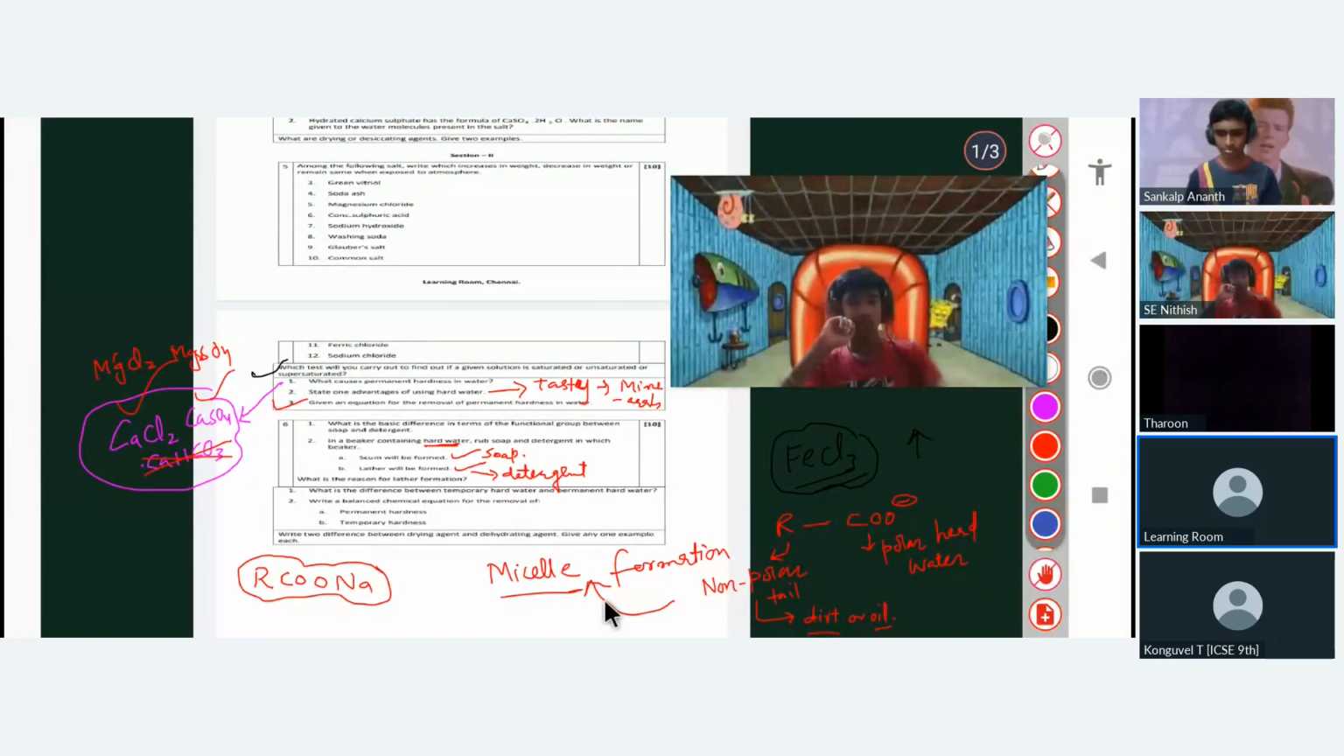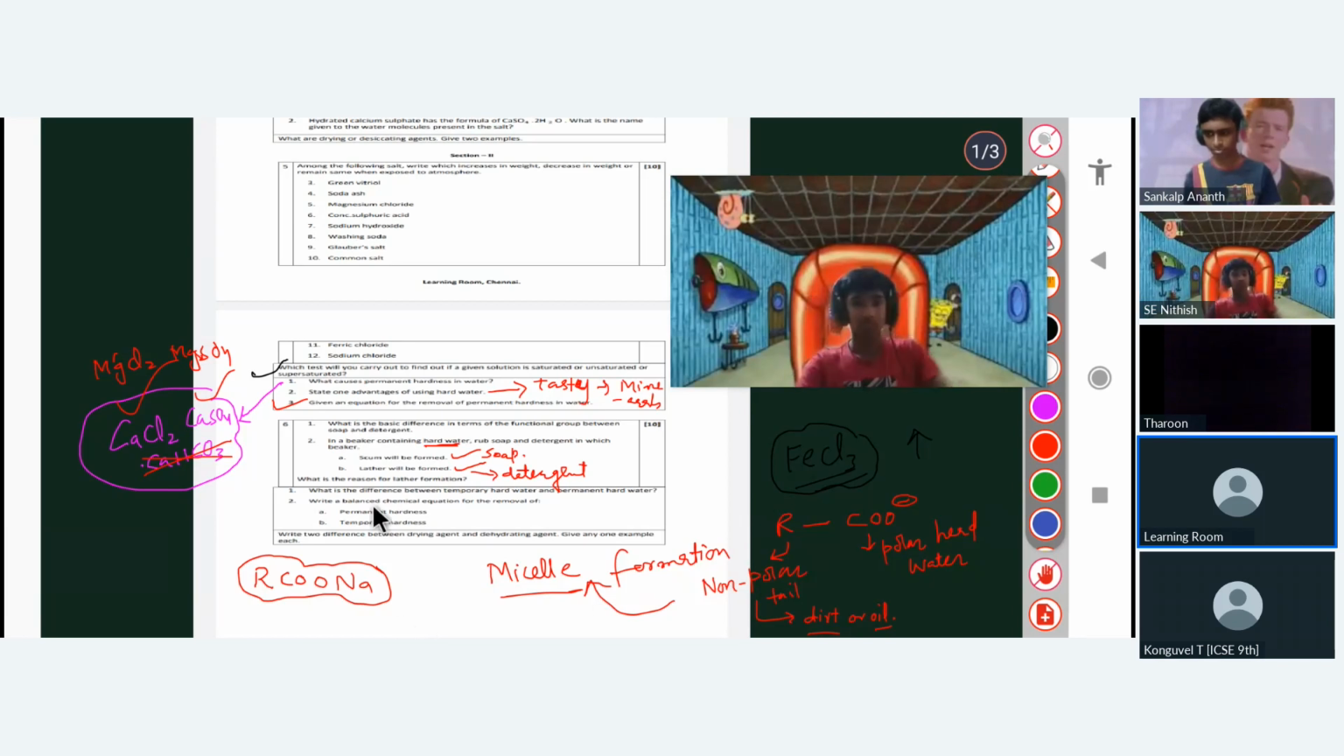You can write like this: in case of soap, there are two parts. One is your polar head, another is your non-polar tail. The polar head dissolves in water, and the non-polar tail dissolves in the dirt or the oil particles, and then it forms micelle. So this results in the formation of lather.